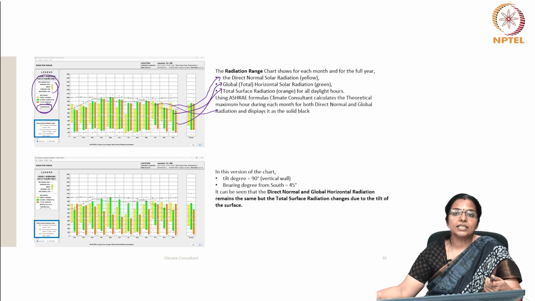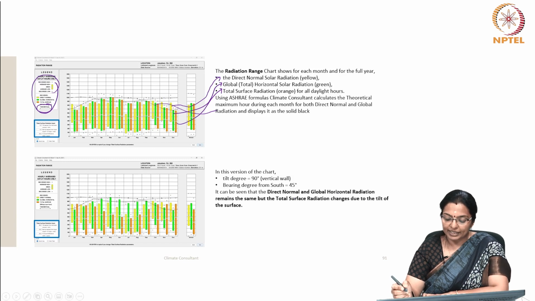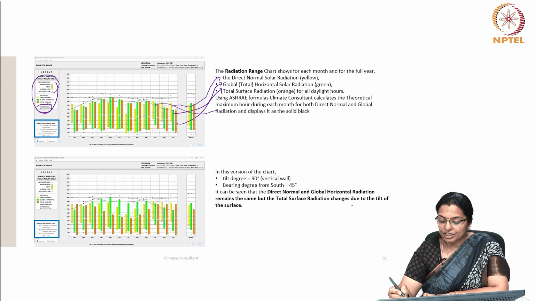Then the tilted surface radiation is the hourly radiation. In this figure, you can see that for a tilt of 90 degrees, which is a vertical wall, and a bearing of 45 degrees from south, the direct normal and global horizontal radiation remain the same, but the total surface radiation changes due to the tilt of the surface.